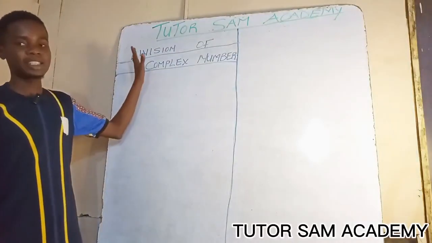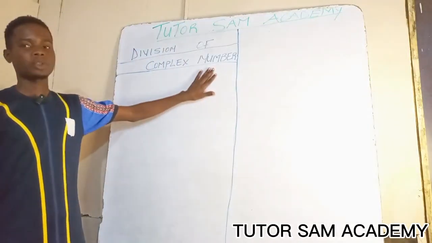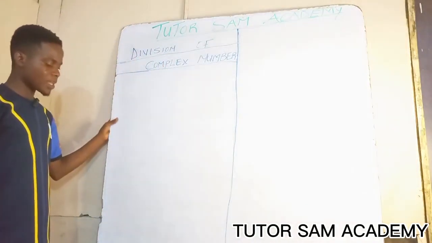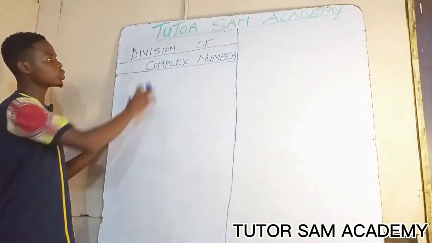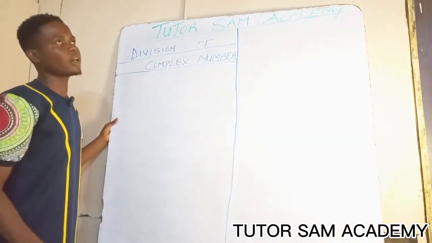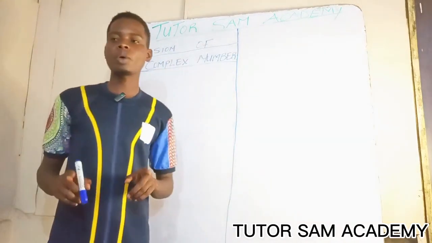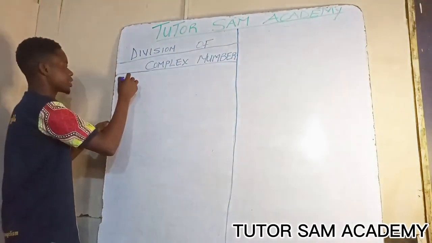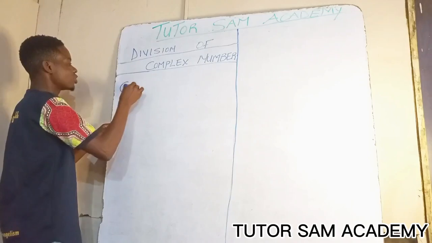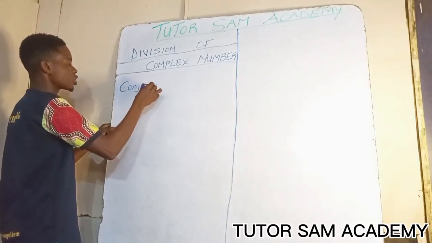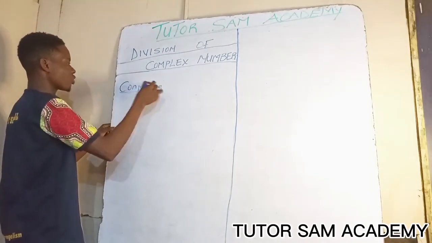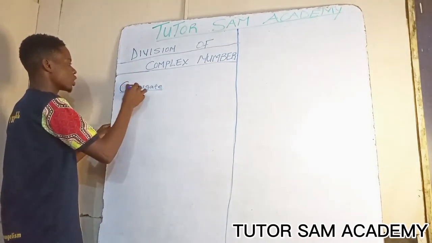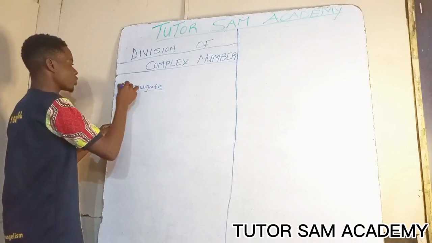Today we'll be taking division of complex numbers. Before I go into division of complex numbers, there is one aspect of complex numbers I would like us to look into, which is called the conjugate. Before we can have full understanding of division, I'd like us to take the conjugate of a complex number. So the conjugate will bring us into full understanding of division.